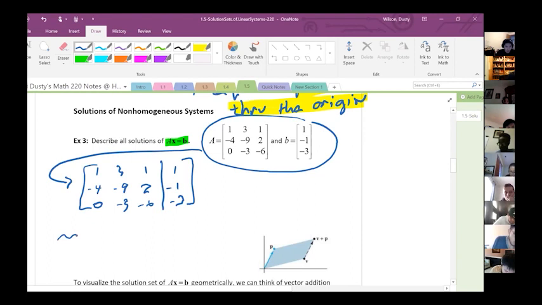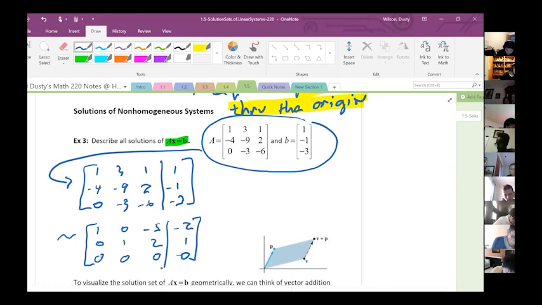Okay, I've got it from Felix, thank you. 1, 0, -5, -2. 0, 1, 2, 1, 0, 0, 0, 0. Like that. So we do have a free variable in this case.